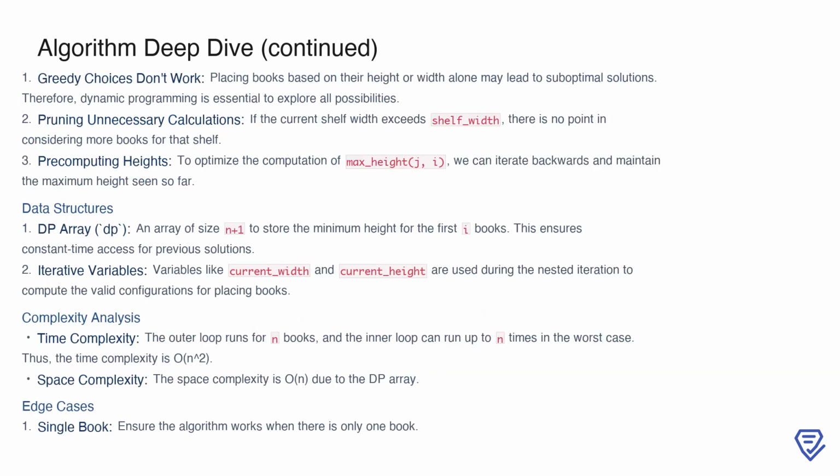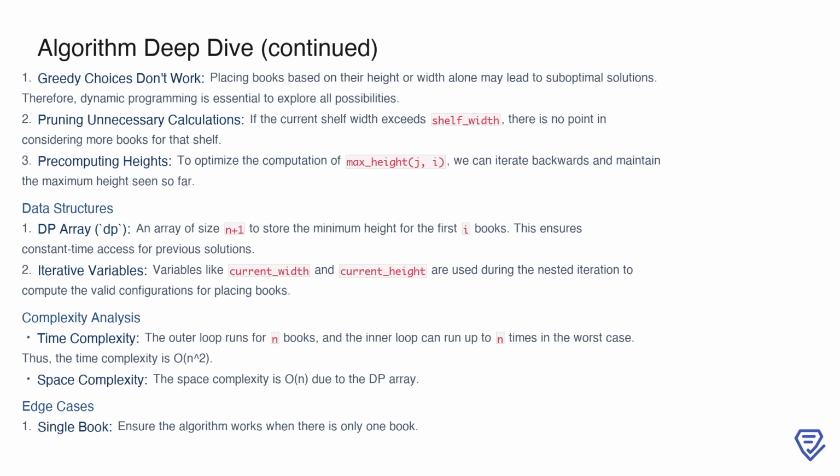There are a few key insights to keep in mind for this problem. First, greedy approaches, such as placing books based solely on their height or width, do not guarantee optimal solutions. This is why dynamic programming is necessary to evaluate all possible arrangements. Second, to improve efficiency, we can prune unnecessary calculations. For example, if the cumulative width of the current shelf exceeds shelf_width, there's no point in considering additional books for that shelf.